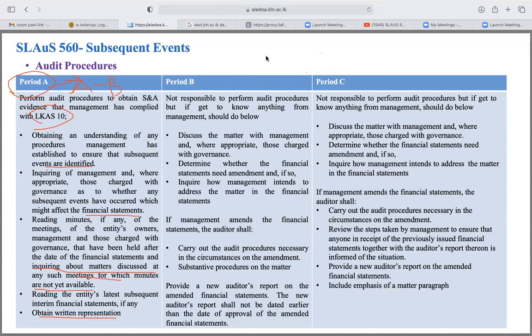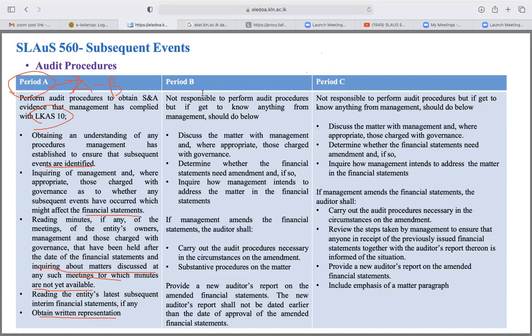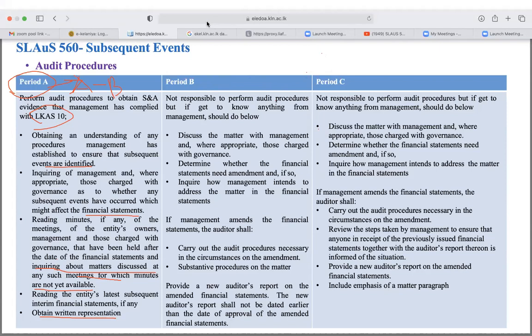Okay, thank you. So then the period B. So what is the meaning of period B? Can anyone say what is the meaning of period B? Yes. Period B can what, son? What's the meaning of period B? Huh? Period B can what?